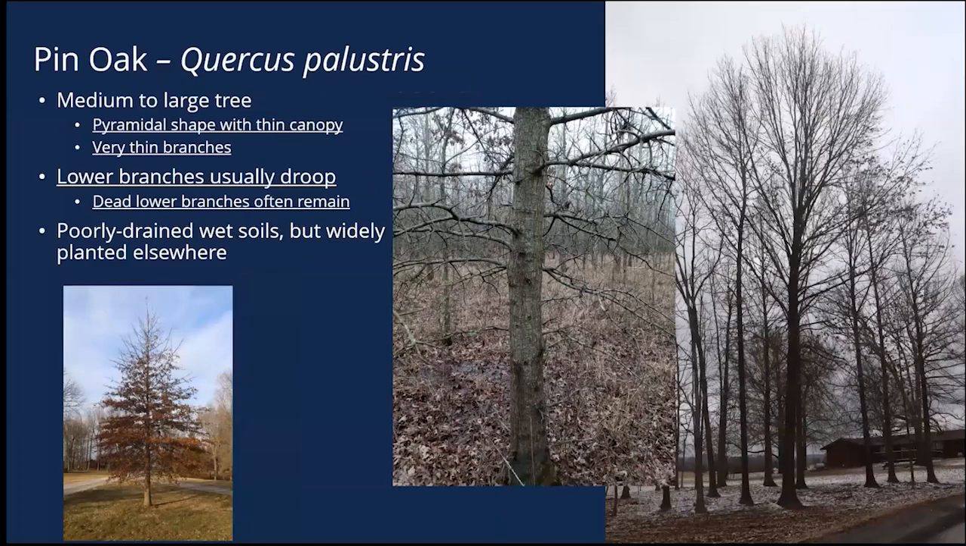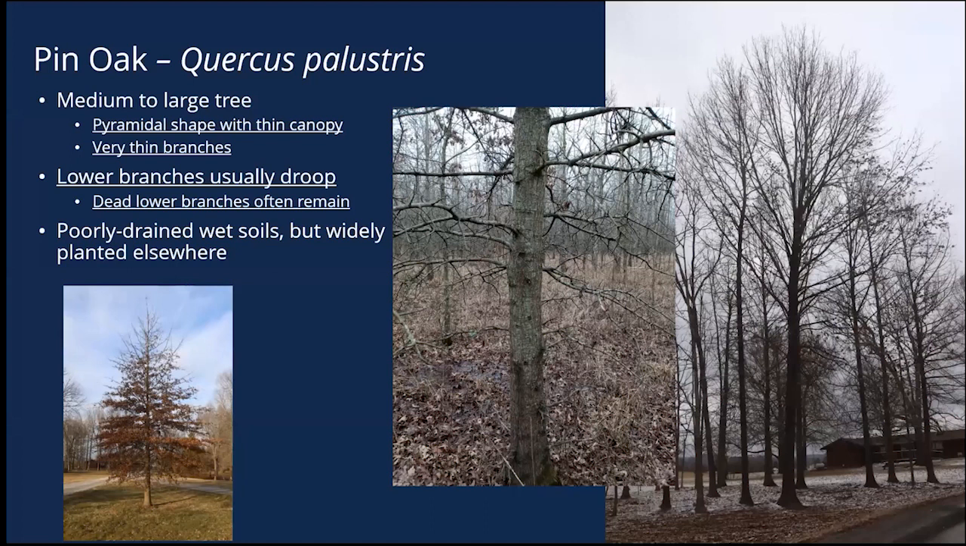Pin oak can be a medium to a large tree, pyramidal in shape, especially when it's young, with a fairly thin canopy. To me, what really stands out with pin oak is that the lateral branches that branch out from the main trunk tend to be very, very thin. So small diameter, thin branches. They often come out at nearly right angles, especially at the lower part of the tree. Oftentimes the lower branches even droop and kind of point back to the ground, and you can see that in that central picture.